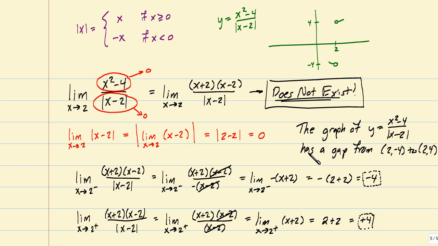And that's the graphical interpretation of what's going on. To be explicit, the graph of y equals x squared minus 4 over the absolute value of x minus 2 has a gap from (2, -4), again, the 2 comes from here, the -4 being this one-sided limit value, to (2, 4), here again that 2 and the positive 4 coming from the other one-sided limit value. Okay, so as for a value of this limit, it didn't exist, but that's the graphical interpretation.